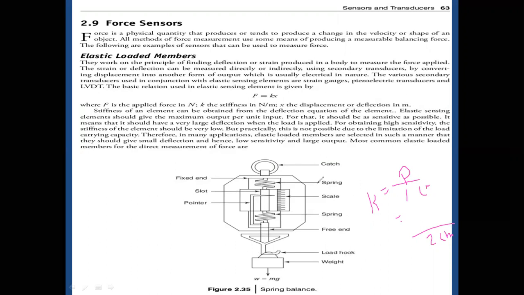Suppose we have an object like here. Whenever W is applied at the bottom of the equipment, there is a load hook, a free hand, a spring, a scale, and a pointer. Whenever you put some load here, it gets some deflection, and the amount of deflection is observed on the scale. So this is the movable one, which is connected to the fixed end through the assistance of a spring.